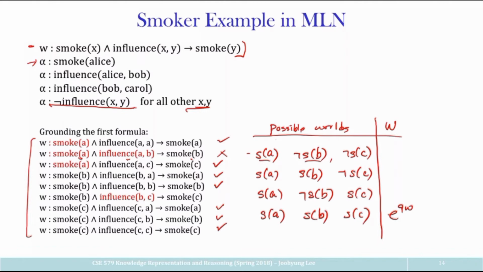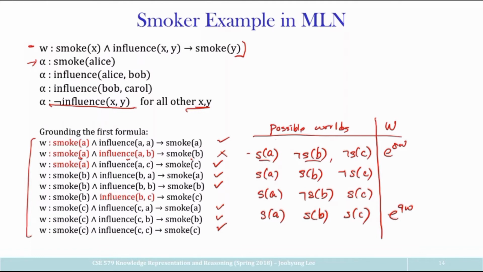What about the 6th rule? The 6th rule is smoke B implies smoke C, but smoke B is already false, so the antecedent is false and the whole thing is true. So what is the weight? It is e to the power of 8W. The only one not satisfied is the second one. Good. What about the next one?